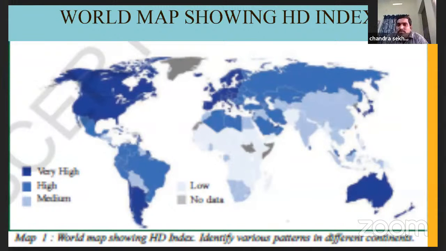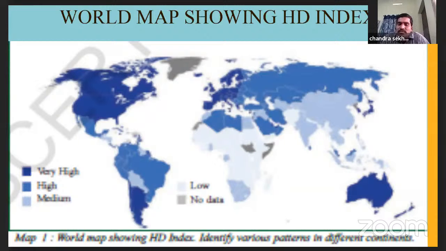So here is the world map given in our textbook, the world map showing HD index. Here the world map is colored in different shades. The dark colors like USA, Canada, Argentina, Chile, Australia, and the western part of Europe, Norway, Sweden, Finland, Portugal, Spain, England, Ireland, Germany, France, Poland, all these countries are shaded with the dark color. So it shows that they all have a high Human Development Index.